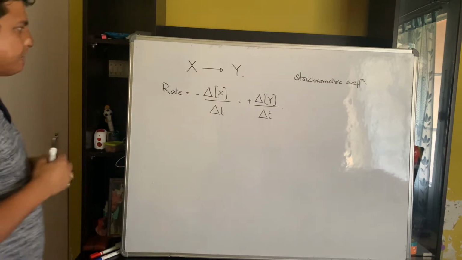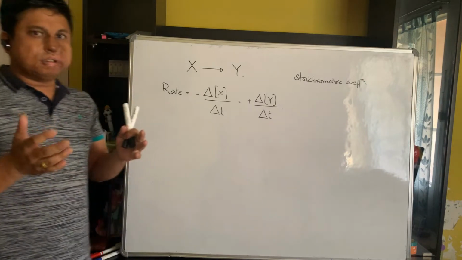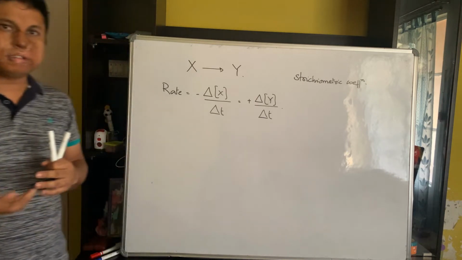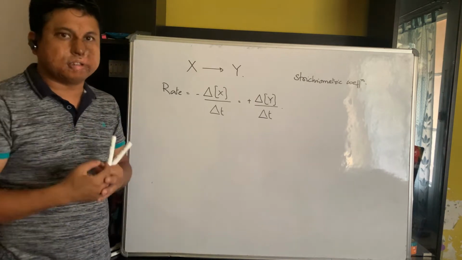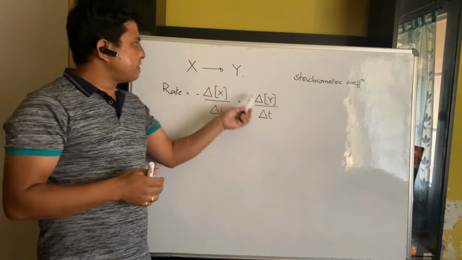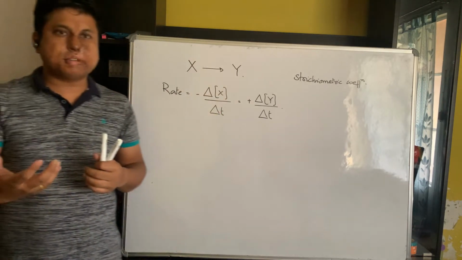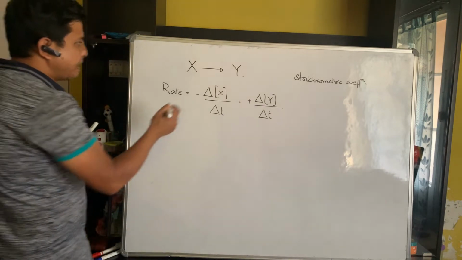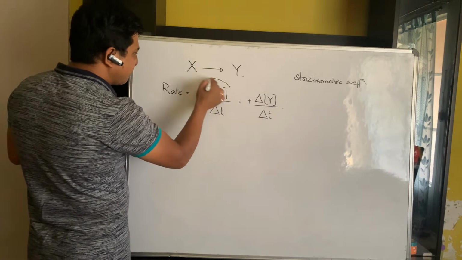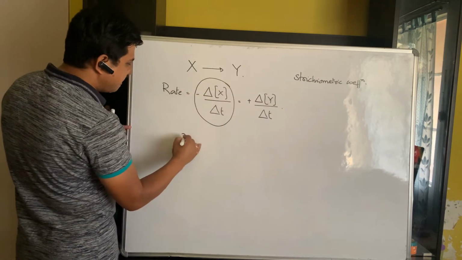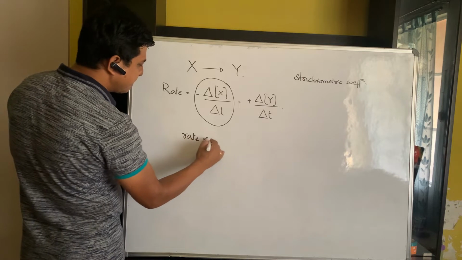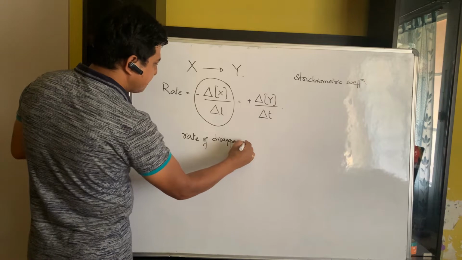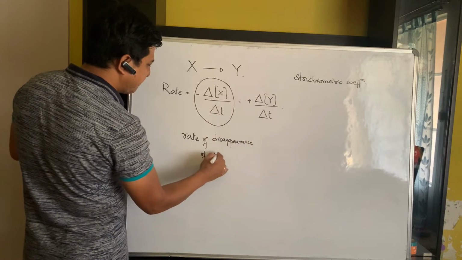Now, listen very carefully. In the earlier class, we said that the concentration of the reactants will gradually decrease. That means the reactants are gradually disappearing. And the concentration of the product will gradually increase. That means the products are gradually appearing. So this quantity, minus delta X by delta T, is also known as the rate of disappearance of, say, X.